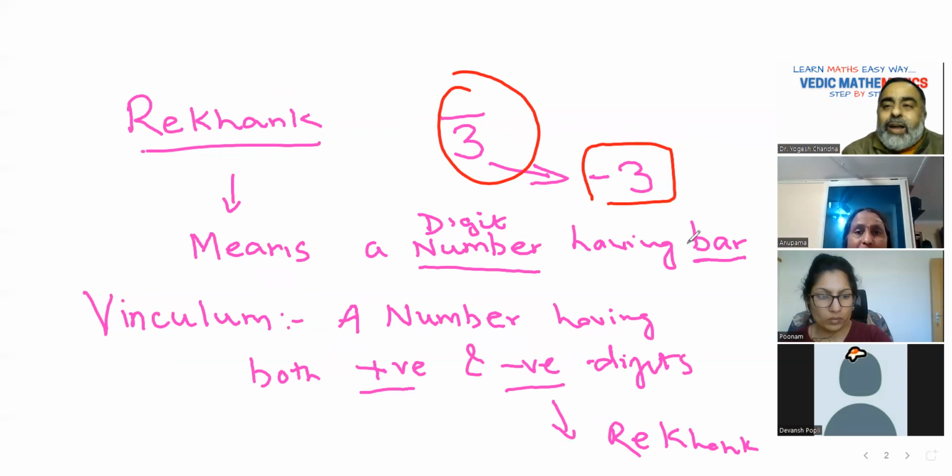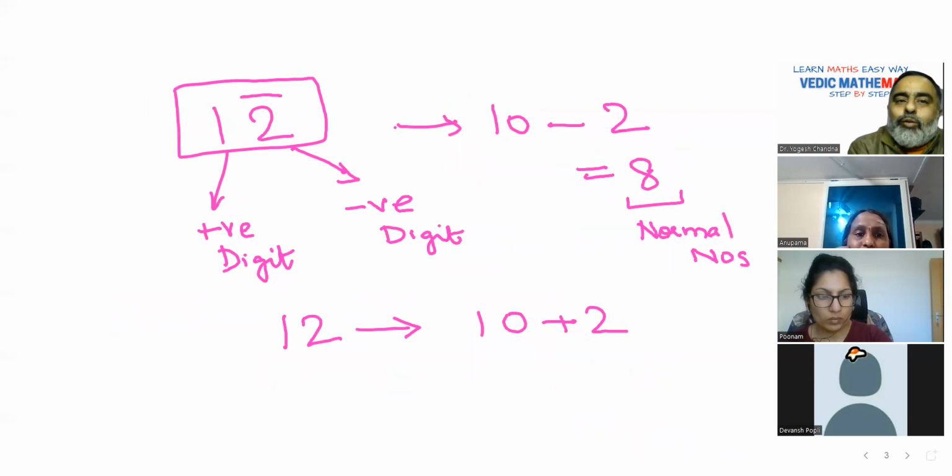So what then is Vinculum? Vinculum means a number having both digits, positive also, negative also. Very amazing thing. So a number having both positive and negative digits. Now the negative we call Rekhank. Example, 1, 2 bar. Such kind of numbers we don't have in our normal system.